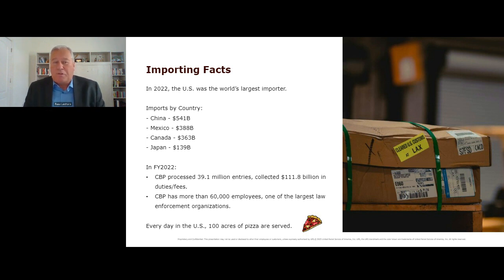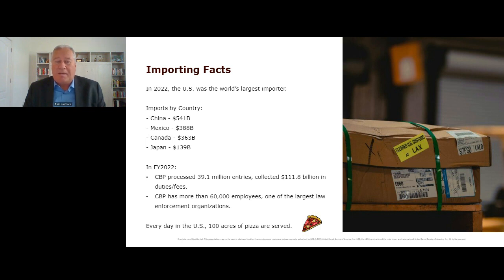Also, in terms of fiscal year 2022, with the video being from CBP, we've got to throw some stats out to you about CBP. Their fiscal years run from October to October for the government. So this actually started in October 2022, and it ended in October 2023, their fiscal year. CBP processed 39.1 million entries. Not paper. Trust me, it's all electronic, the data going through CBP, and they collected an astounding 111.8 billion in duties and fees.